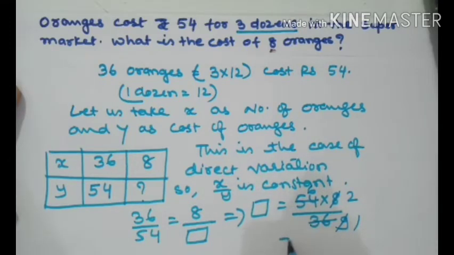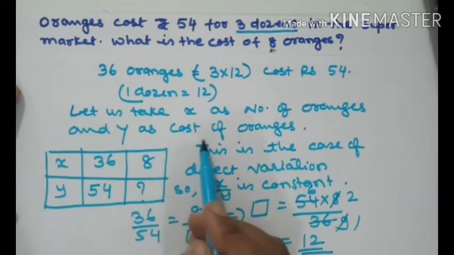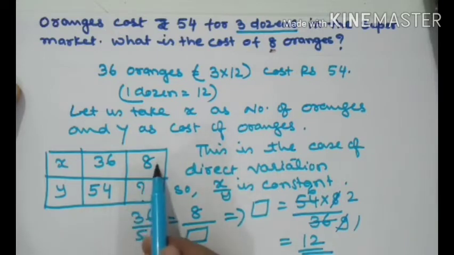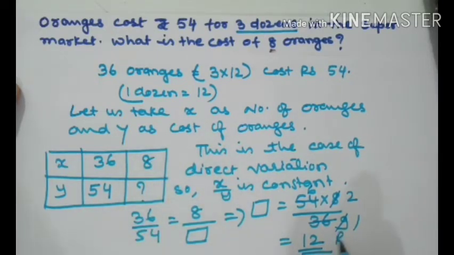So what are you getting here? 12. What is this 12? This is Y. And what is your Y? Y is cost of oranges. So cost of 8 oranges is rupees 12. So the final answer is 8 oranges will cost rupees 12.